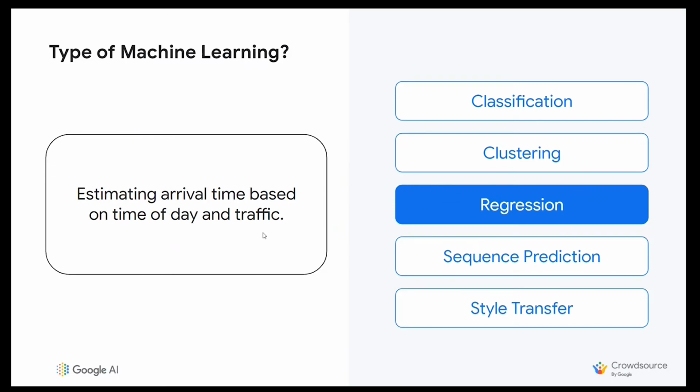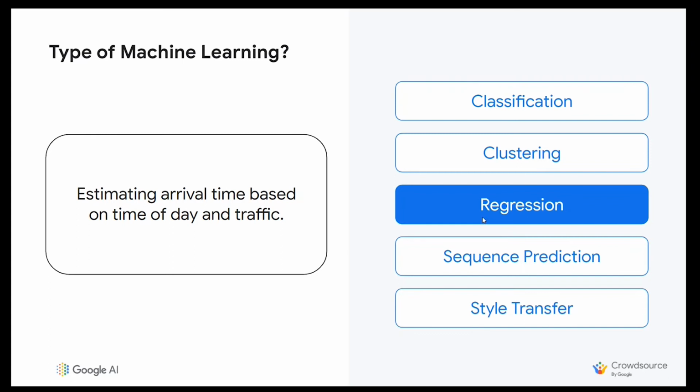Estimating arrival time based on type of day and traffic. This option was auto selected. Does anyone want to give a reason why it might be regression? Estimating arrival time based on time of day and traffic. We are literally estimating the time. If it is 1 hour from wherever you are to reach a destination, it takes about 10 minutes further or 10 minutes back of the set time, and you adjust the estimated arrival time.